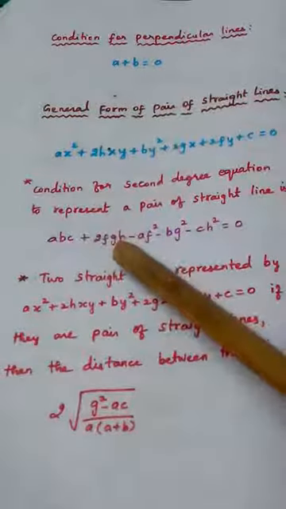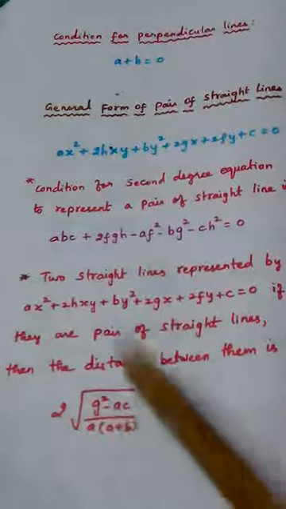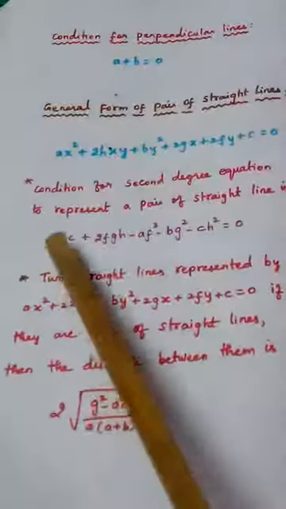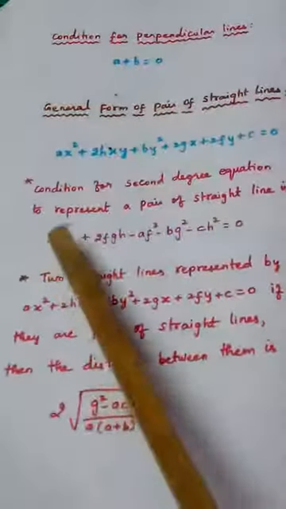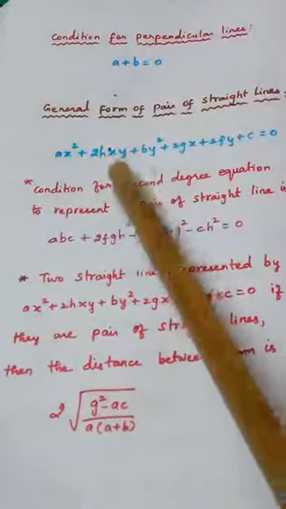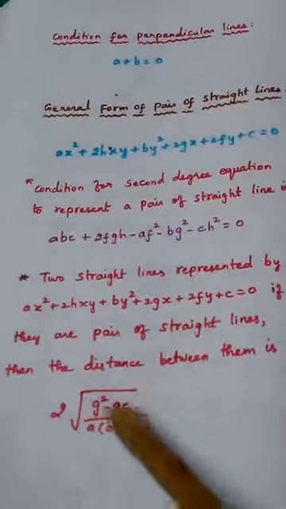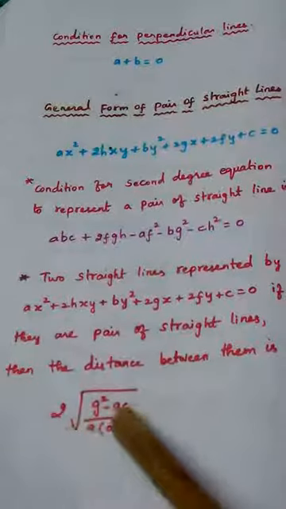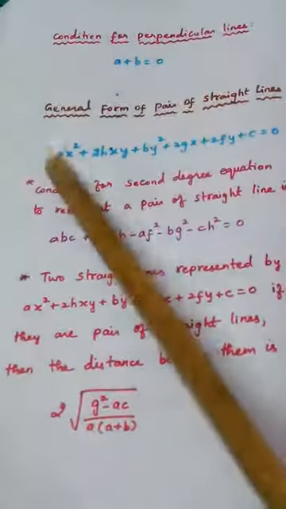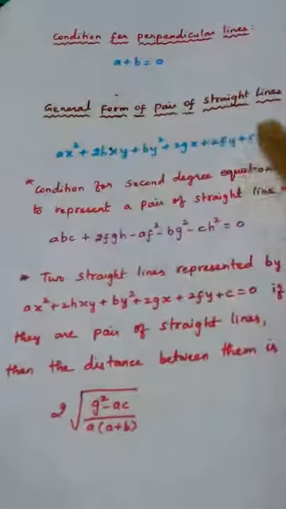That distance between the two lines is given by this formula, 2 times root of (g square minus ac) by a into (a plus b). Even if you see this formula, all the terms a, b, c, f, g, h are all taken from this equation. So everything is taken from this equation only. Here also, for finding the distance, 2 times root of g square minus ac, by a into a plus b. A and b are all present in this equation only.